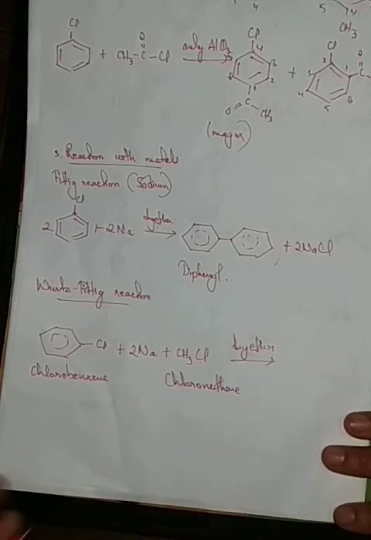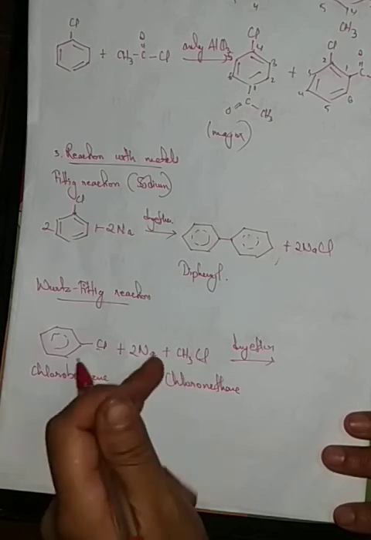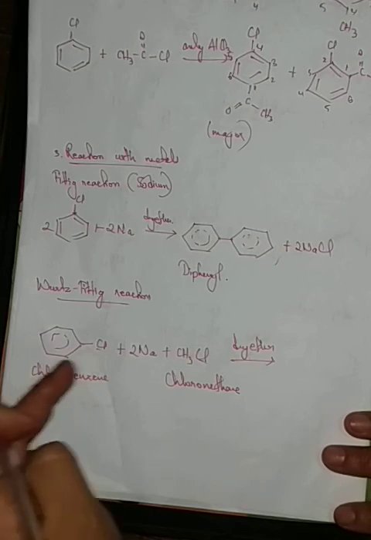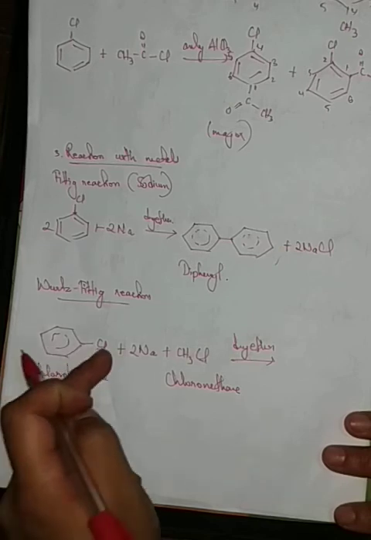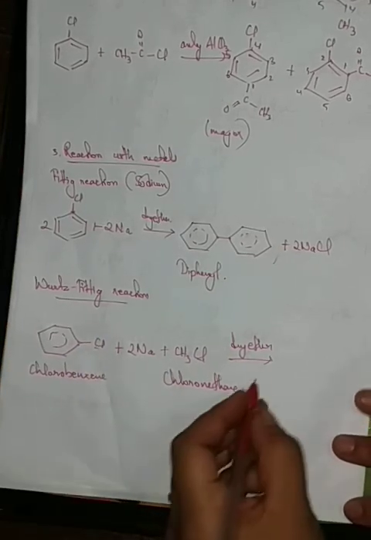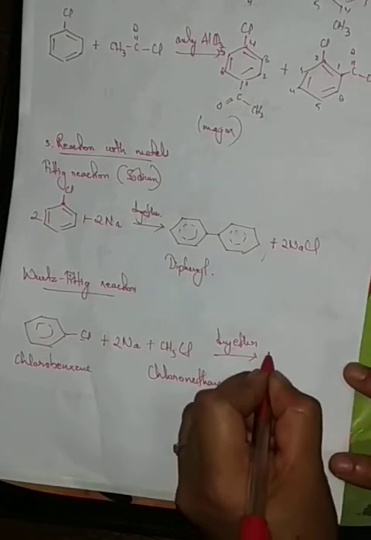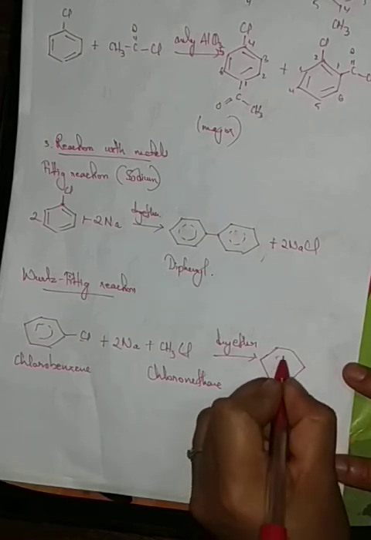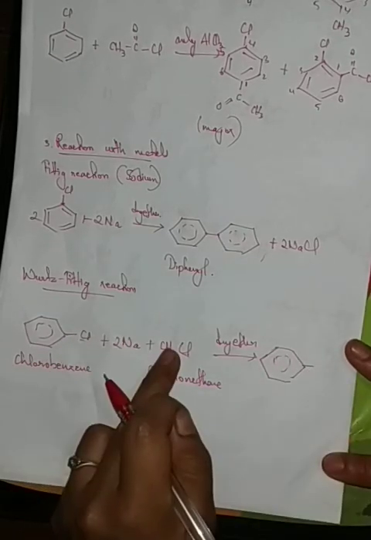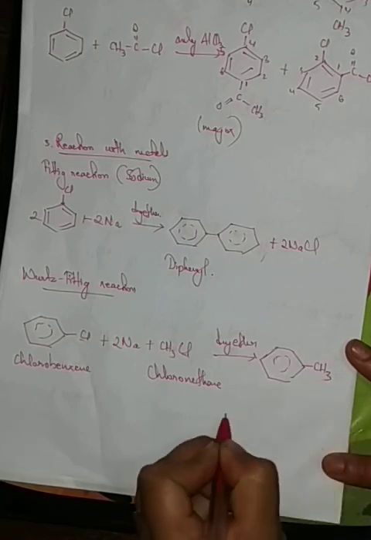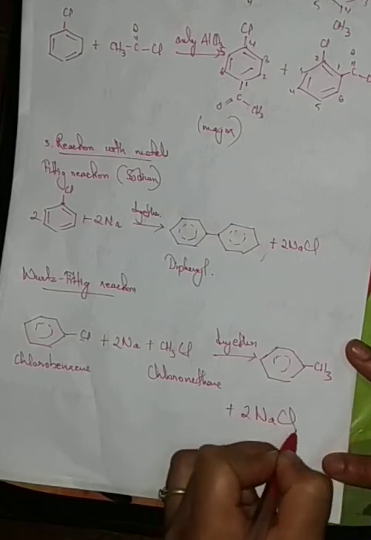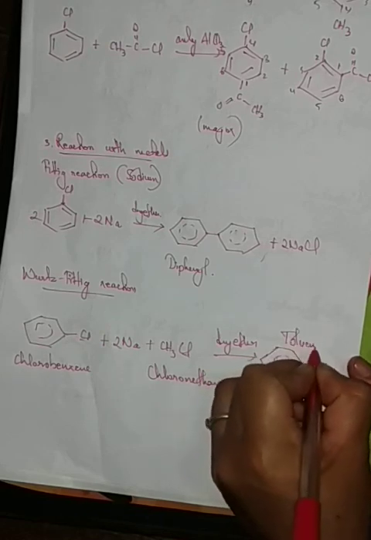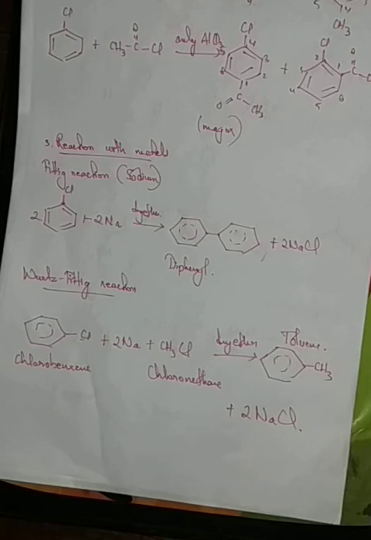The halogen atom on the haloarene is replaced by an alkyl group. Therefore, that is known as our Wurtz-Fittig reaction. The product here is, the halogen atom is replaced by this CH3 group, and then we'll be getting 2 moles of NaCl. This is known as toluene. Now, this is known as our Wurtz-Fittig reaction.